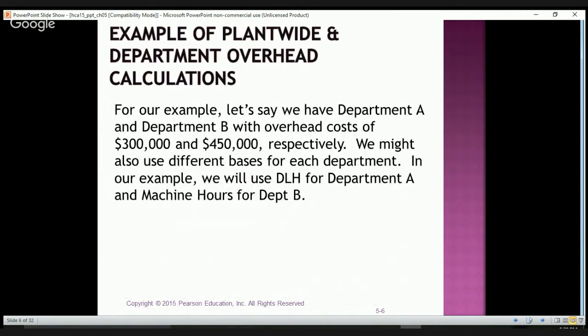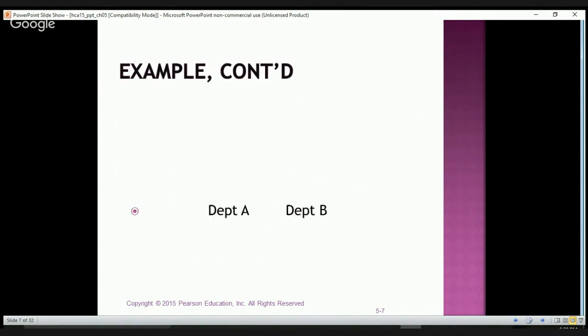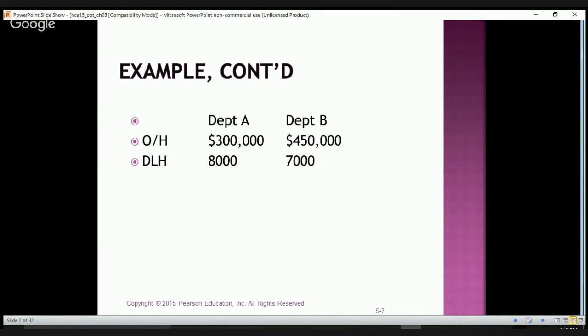In our example, let's say that we have Department A and Department B. For Department A, our overhead costs will be $300,000. For Department B, our overhead costs will be $450,000. For Department A, we're going to use direct labor hours, and for Department B, we're going to use machine hours. So for Department A, we're going to have 8,000 direct labor hours, and for Department B, we're going to have 7,000. For Department B, we really don't care about the direct labor hours. For the machine hours, we're going to have 750 for Department A, which we're not going to use, and then 1,200 for Department B.